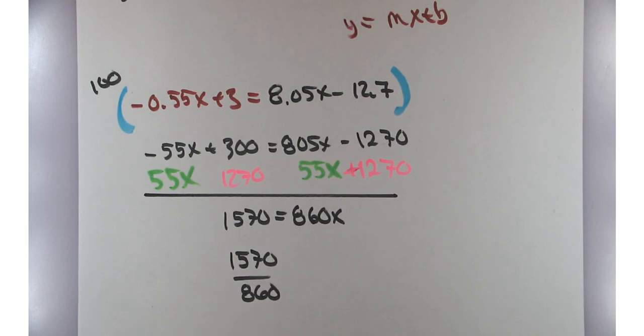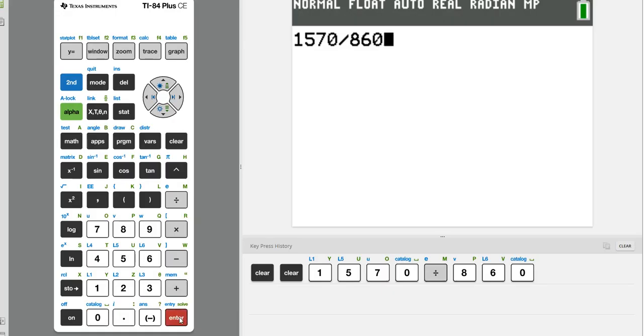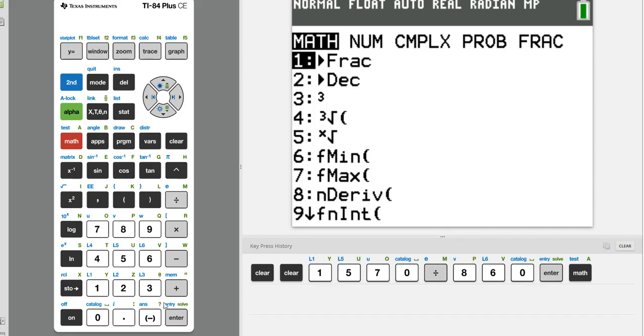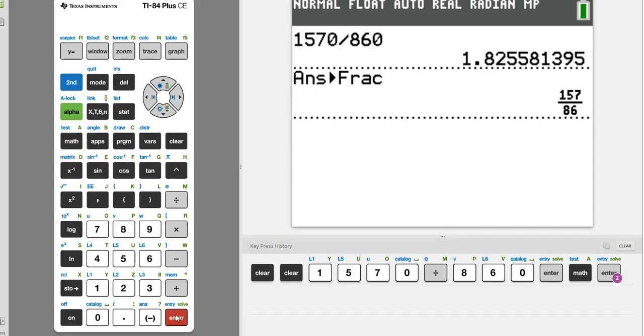Is that what it ultimately turns into? When you press the enter key, you get this ugly decimal value, but the trick is hit the math key and press enter twice. And there you go. So it simplifies down to 157 over 86. Thank you, Charlie. That's our value for x.